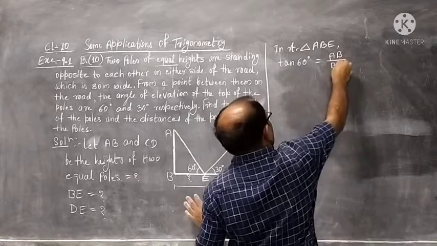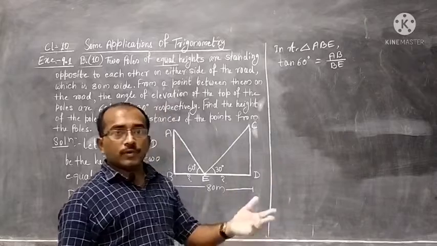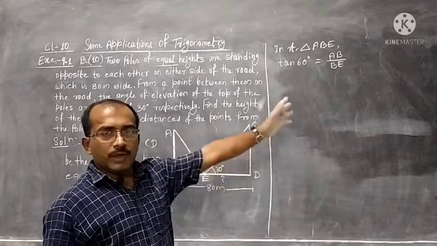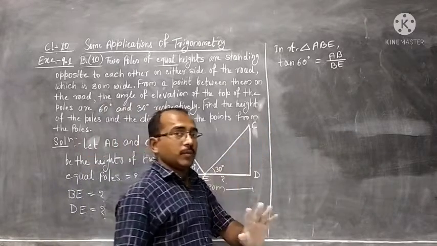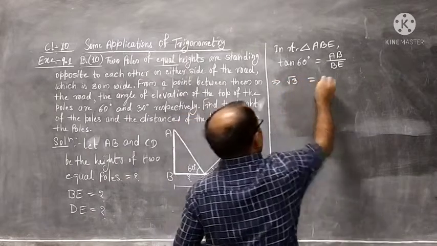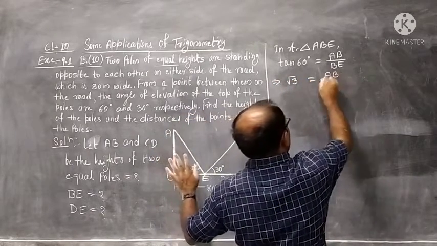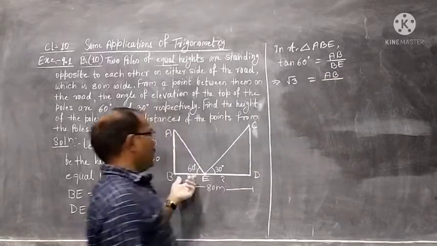Ratio must be in our mind. Here we write tan and we forget which ratio it is showing, which side ratio. We will be making a mistake here. So, the ratio must be clearly in mind. tan 60 degree is root 3, but AB we do not know. What is the height of the pole? We do not know. Let us see BE.